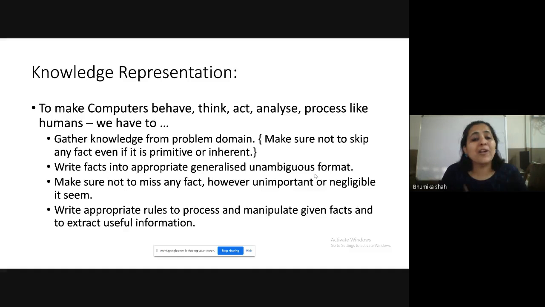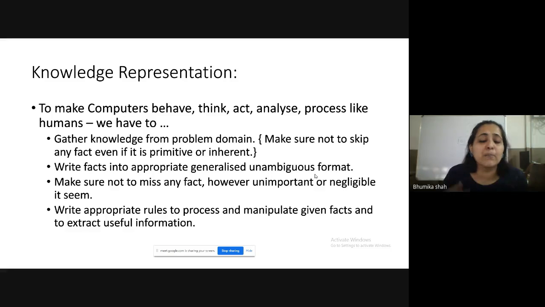Write facts. What next? You have to make sure that you do not miss out any information or any fact, however silly, however negligible, however unimportant that piece of information may sound to you. You may feel this is very silly or inherent, this is common sense, but that is common sense to you. This is not going to be common sense for a computer. So everything, however unimportant, however basic, however primitive, you have to write in the form of facts, very clearly, in an unambiguous format. This is very important.